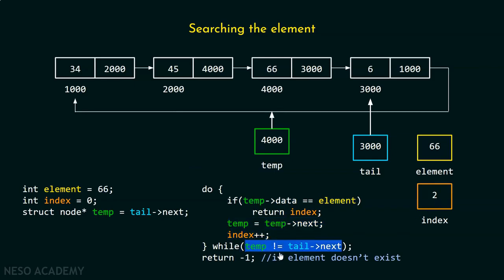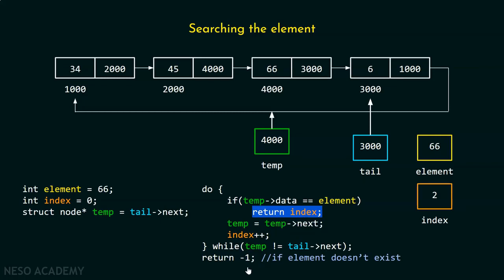Now we will again check this condition. We know that condition is satisfied, so we'll get inside. We'll again check if temp data is equal to element. We can see over here that temp data is equal to element, right? So this condition is satisfied. So we will simply return index, okay? We know that index is 2. That is, the element we are looking for is the third element of the linked list. If the element we are looking for is not available in the list, then -1 will be returned, okay?